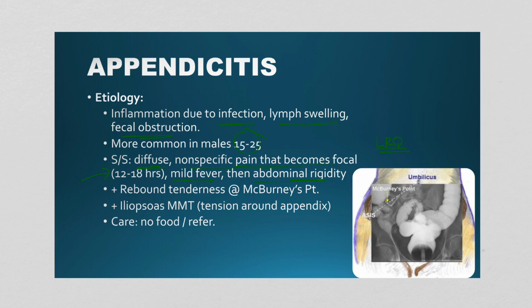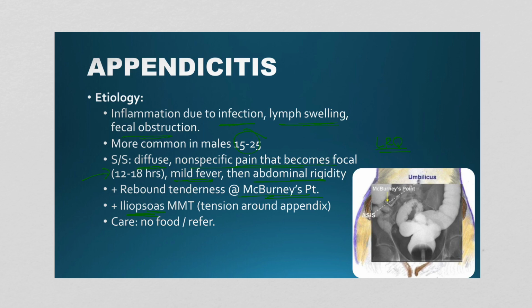And so they will have what we call a positive McBurney's point test, and we'll do that in class so that you can see. They will also be tender to palpation in the iliopsoas region, because that's where it places a kind of tension about the actual appendix.